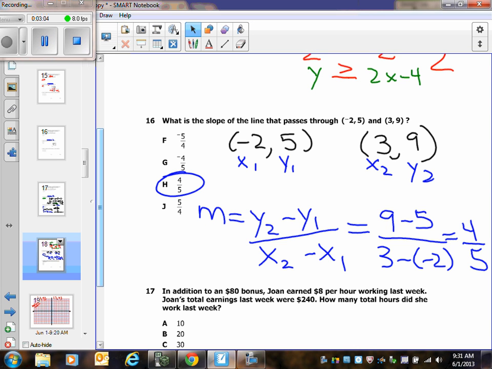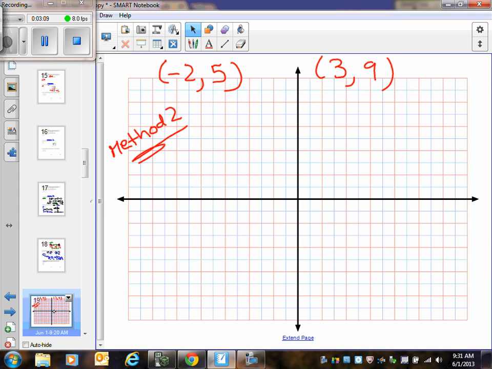Now, another way you could have done the same question is graphically, which simply means I'm going to plot my 2 points and then do my rise over my run. So let's go ahead and plot the first point, negative 2, 5. So this is method 2. Negative 2, 5, which is right here. And 3, 9, which is right here.